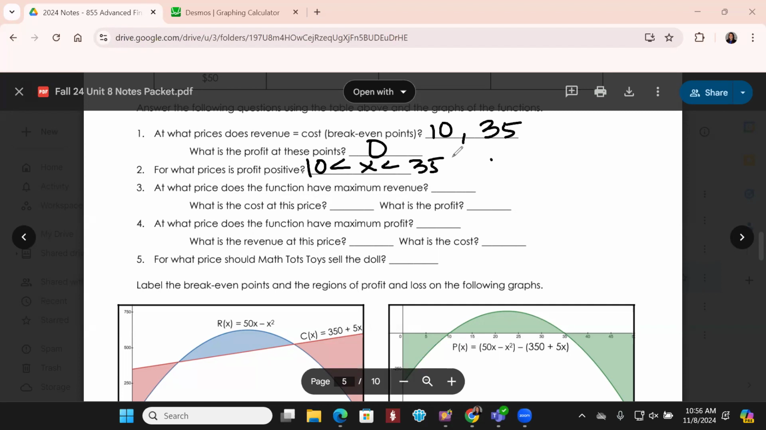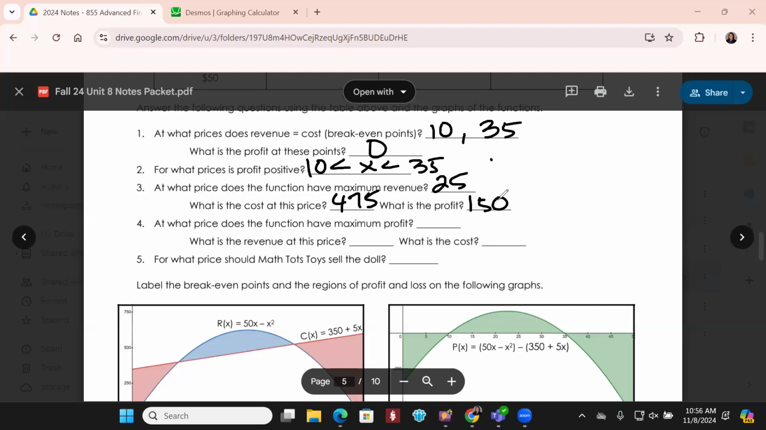Which one has the maximum revenue? Look at the revenue column. What price does the function have a maximum revenue? So what is the cost? The cost would be $475. You're just reading it literally across. And then the profit is $150. Does everybody see where I'm getting these numbers from?